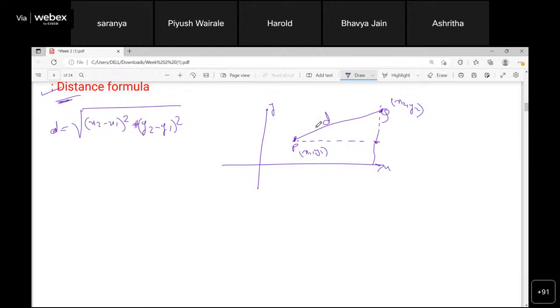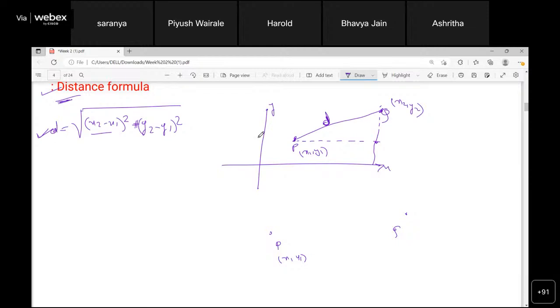There are 2 points, P and Q. That is why we are using this formula. What is the distance between these 2 points? It's a simple formula you can remember. If any 2 points are given to you, P and Q, just take the difference of the x coordinates, x2 minus x1 whole square, plus y2 minus y1 whole square, and it's under root. So that will be the distance.